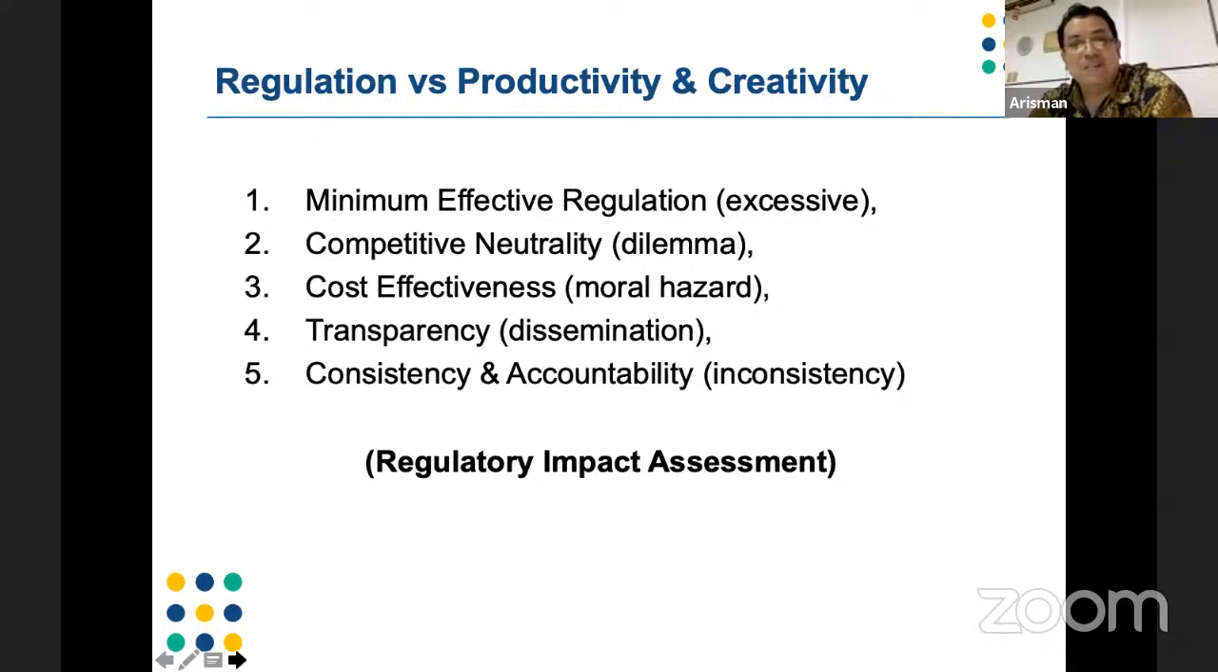So the regulation should be effective. And then the second one, competitive neutrality. Sometimes we call this a dilemma. And the third one is cost effectiveness. This is related to the issue of moral hazard. The fourth one is about transparency. We can see now there is a lot of information on the website, so it's part of the dissemination of information. So it's more on transparency. The last one is about consistency and accountability. This is also an important part of the regulatory impact assessment.